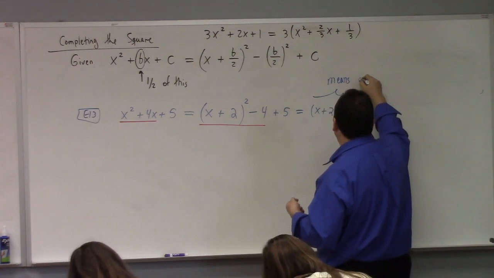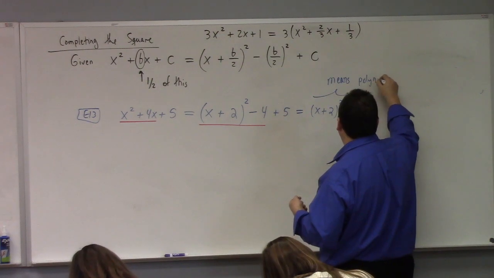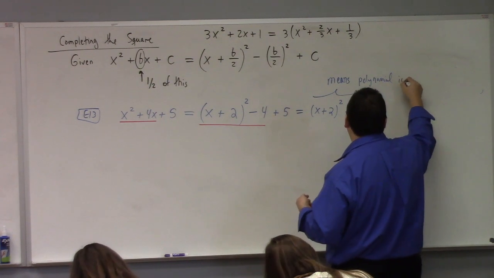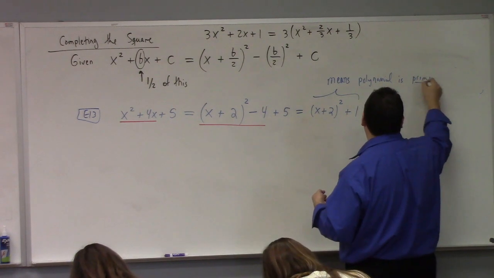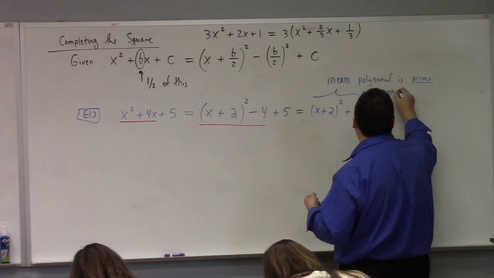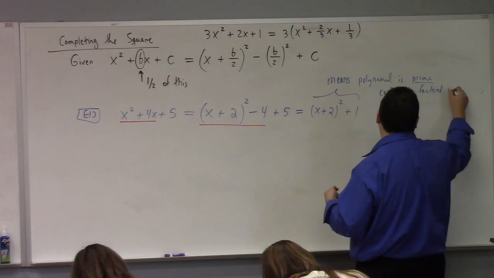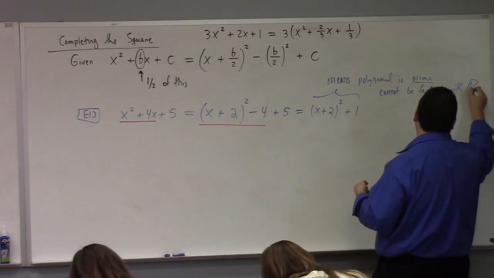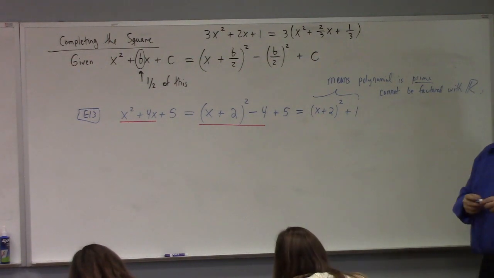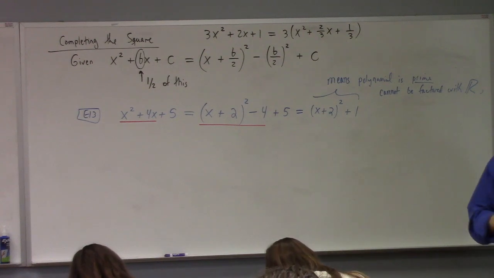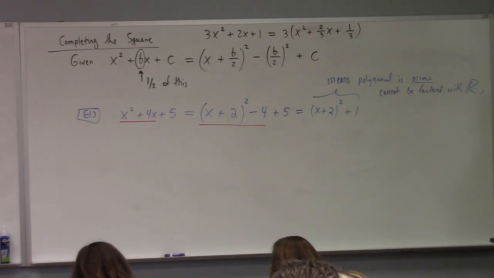This means the polynomial is prime, which means it cannot be factored with real numbers. If we had complex numbers, we could factor it. All right? And I'll talk more about that another day. Let's do another example.